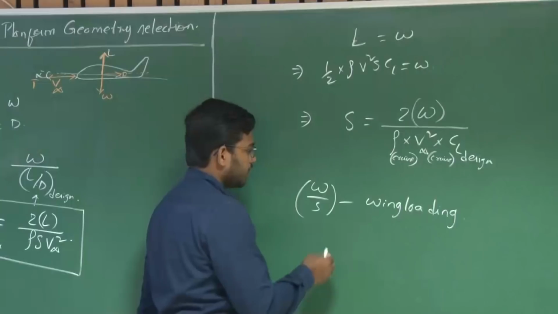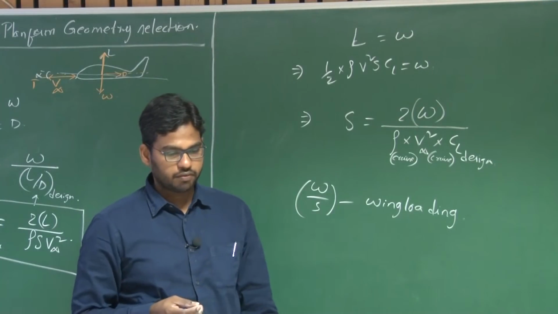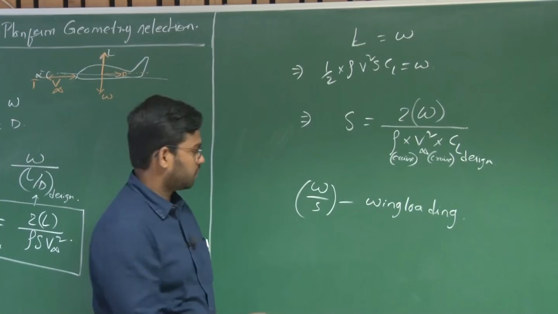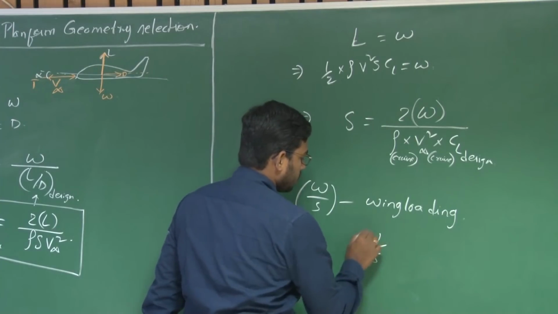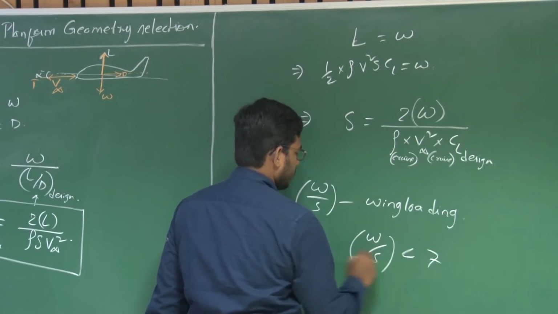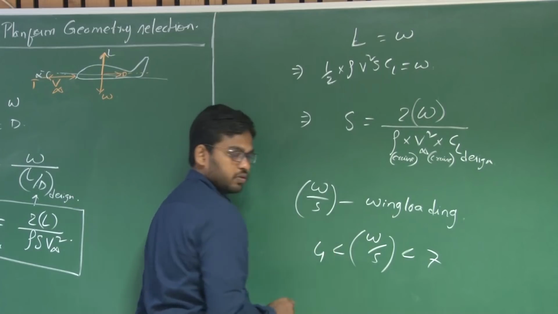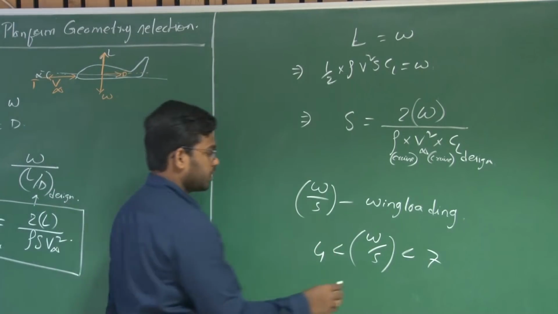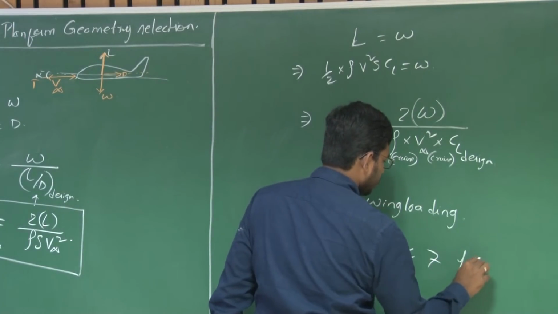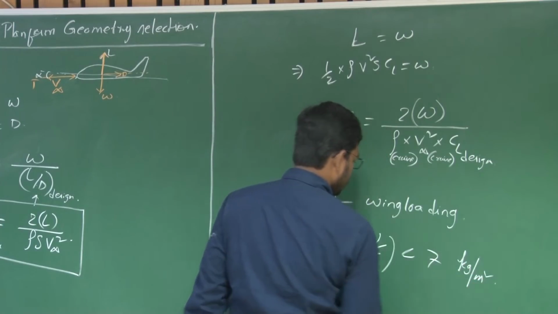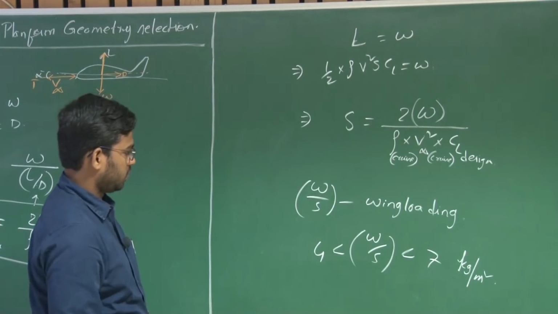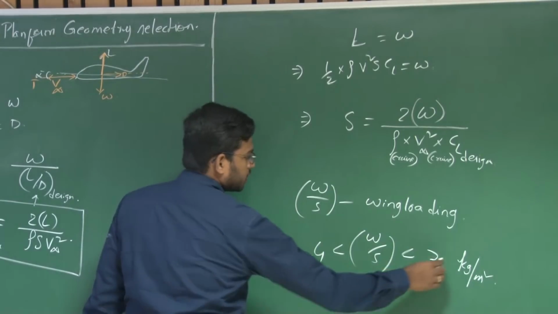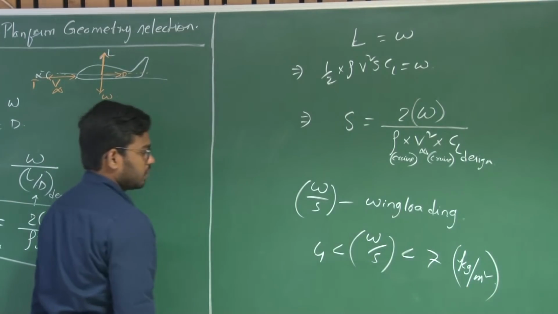Say if you want to design a hand launch UAV, the W by S ratio will be from 7 to 4. It is in kg per meter square.